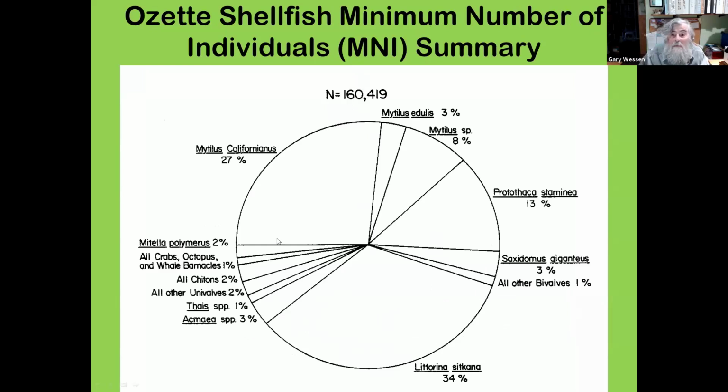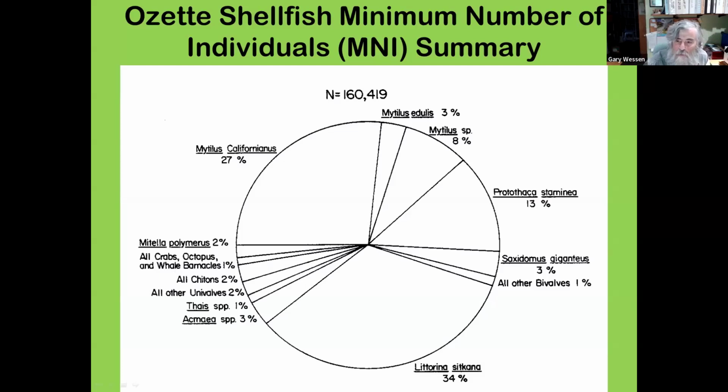And you can see here bivalves are still 50-something percent. Littorina is now 34%. And all of these other categories, all crabs, octopuses, and whale barnacles together, are 1%. Chitons are 2%. Barnacles are 3%. So just going from NISP to MNI changes what the total looks like dramatically. And before I show you the live mean weight, I want to talk to you a little bit about how you do MNI with shellfish.